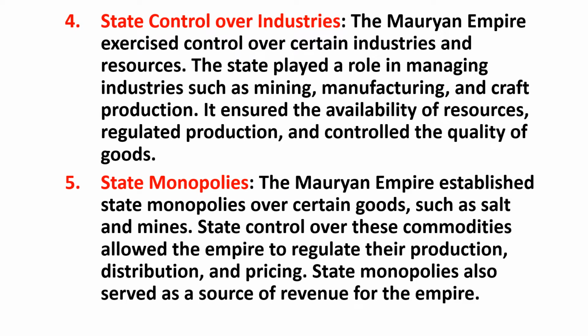Fifth one, state monopolies. The Mauryan Empire established state monopolies over certain goods such as salt and mines. State control over these commodities allowed the empire to regulate their production, distribution, and pricing. State monopolies also served as a source of revenue for the empire.